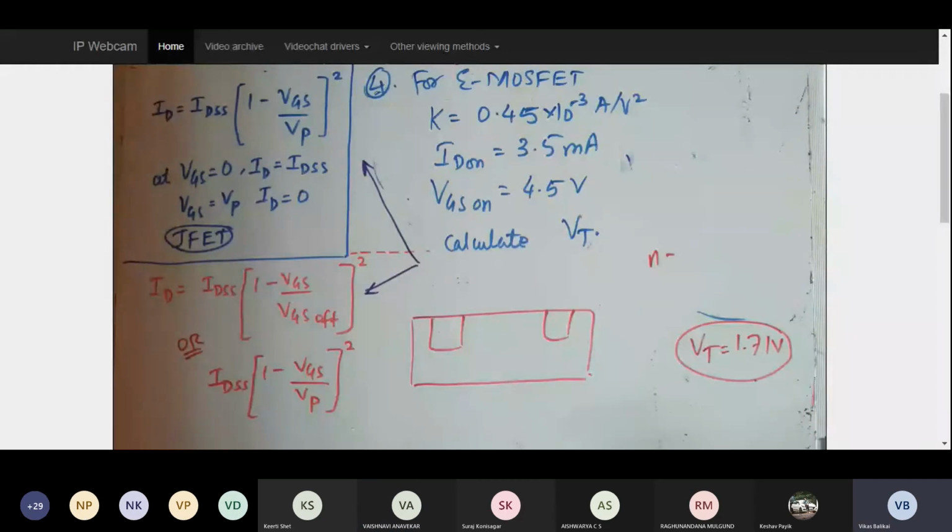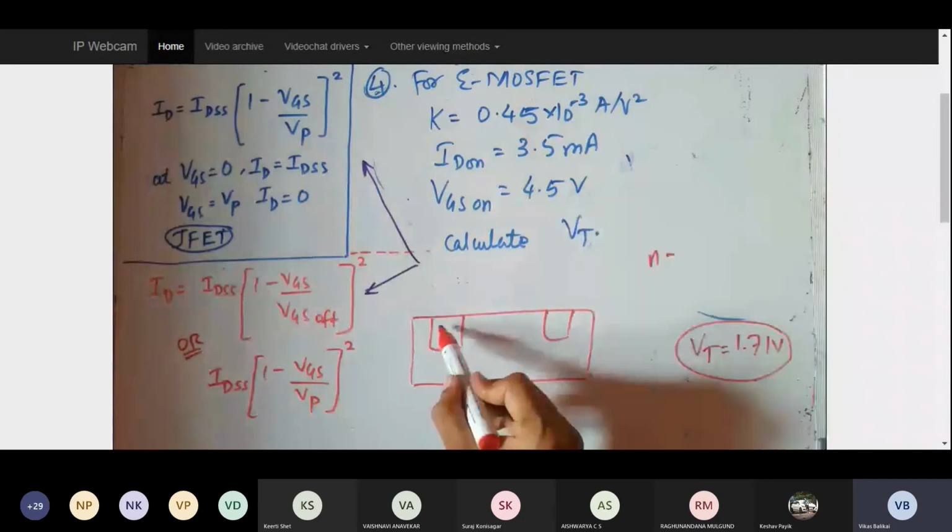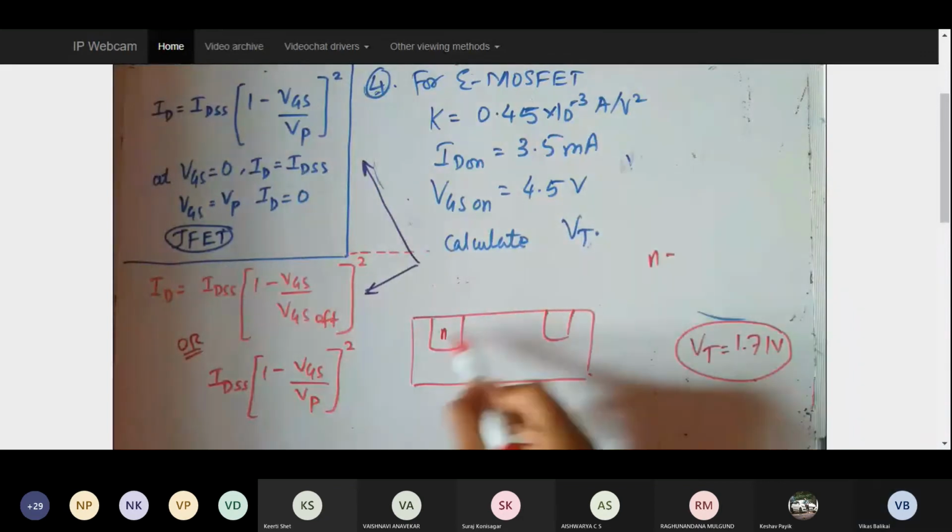See, in the examination, I may ask even this question: identify the kind of MOSFET. So you should be able to identify the MOSFET based on VGS. VGS is positive, so this is an N channel MOSFET, which means the channel is N and the substrate will be P. So again, what does this indicate?